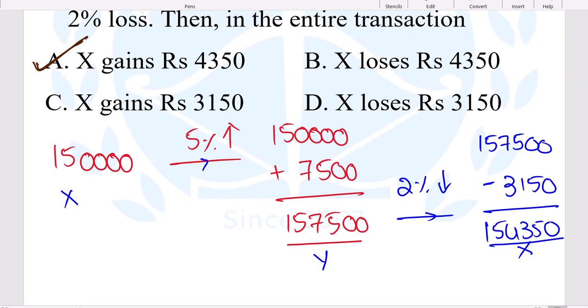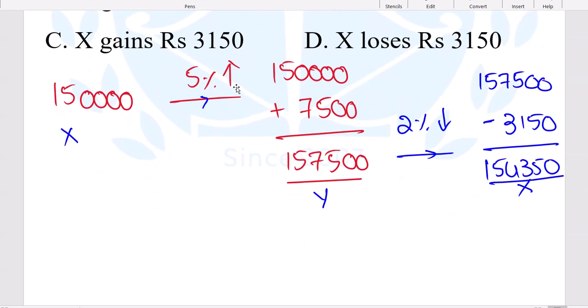Okay, fine. That's actually a good point to discuss as well. So now this is what. Options are very close, and we need to be a bit sensitive to understand the question here. 1,50,000 is the worth. Now he is purchasing for 1,54,350. He sells it for 1,57,500. So the overall transaction here, 7,500 is gaining, and here 4,350 loss. So we can say 3,150 only.